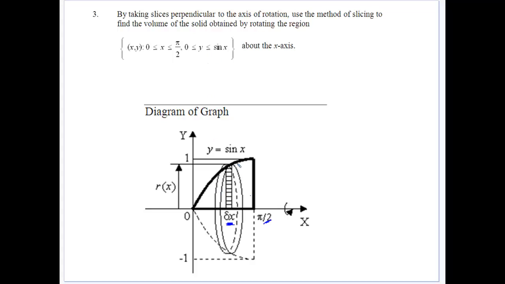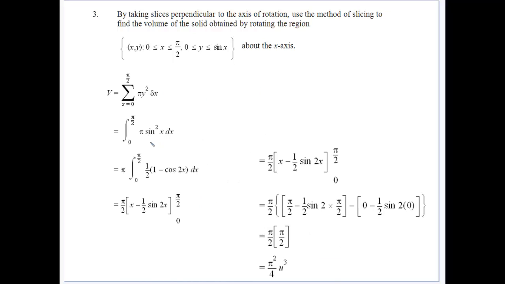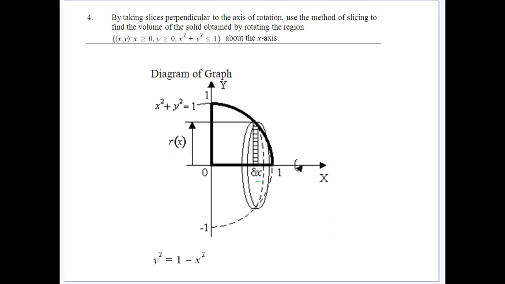So sine of x, rotating around the x-axis, we've got a thickness of delta x. So our cross section again would be pi y squared, and the volume pi y squared delta x, and y is sine of x. And this is where we're going to have to use our Extension 1 techniques, because sine squared of x can become (1 minus cos 2x) over 2, and then we can integrate. So that's the only hard part for that integration.